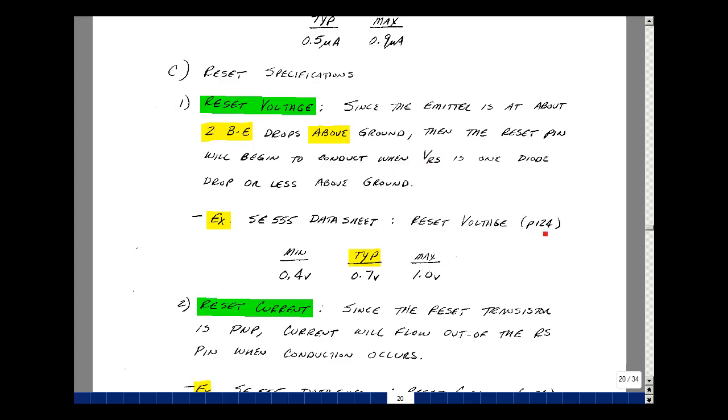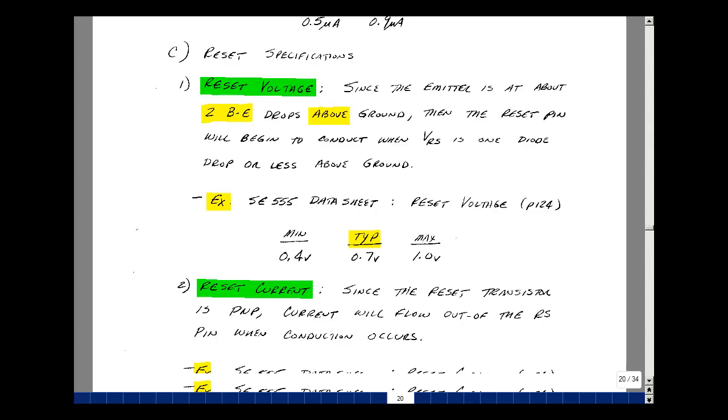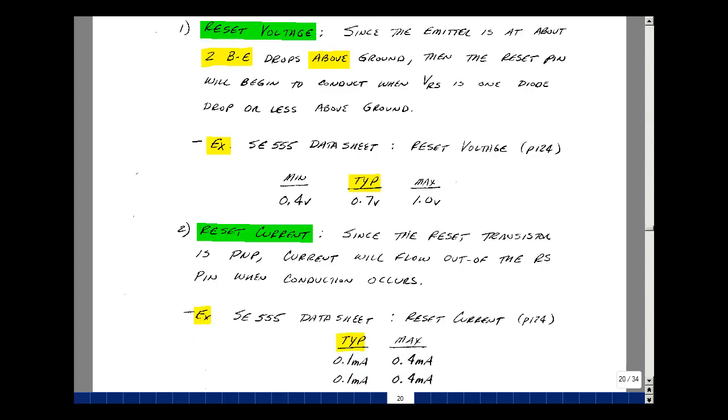The datasheet on page 124, it says that we need to bring that base pin down to at least 1 diode drop above ground. So then what we got left across the emitter base diode is basically 0.7 volts. But this could again be in a range from 1 volt down to 0.4 volts. So once you drop below these values, then the reset transistor will trigger. We'll take a look at this in an application.